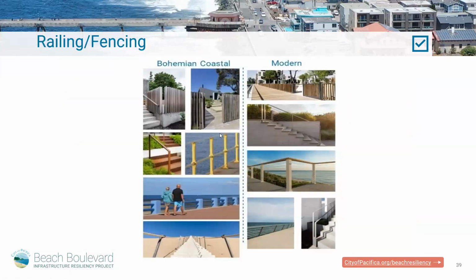So looking at railing and fencing, again, same polling question. We can pull that up and take your pick while looking at these two different themes, which one you'd like to see. We'll give about 30 seconds for this as well.